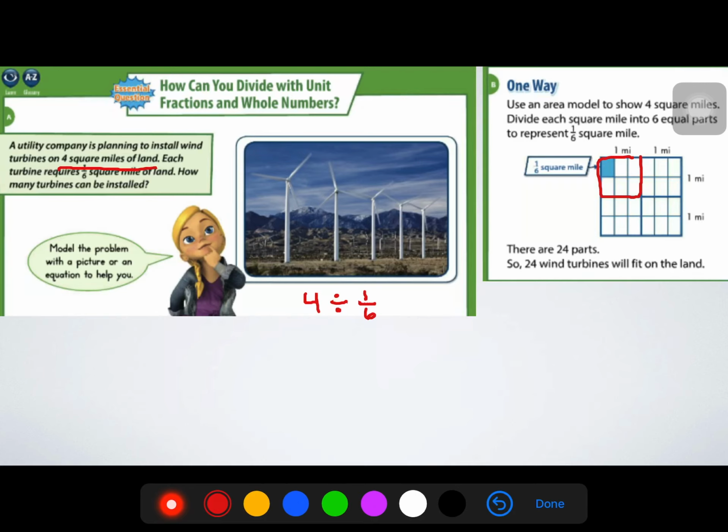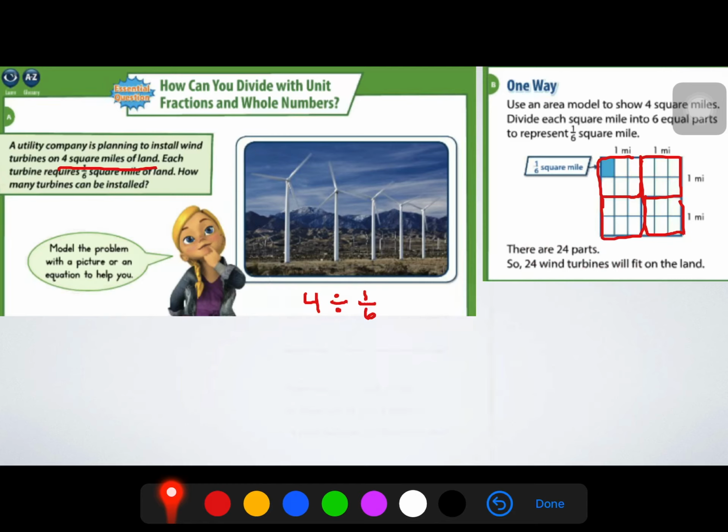And when I do this, I have this represented as 1, 2, 3, 4, because the land is one piece. I have 4 square miles, and then look at in the picture. Each square mile is divided into 6 parts, right? 1, 2, 3, 4, 5, 6 in every one of these. And how many little 6 pieces do I have in each one? I have 24. So 24 wind turbines will fit on the land.